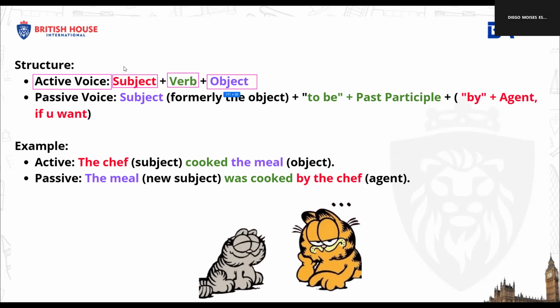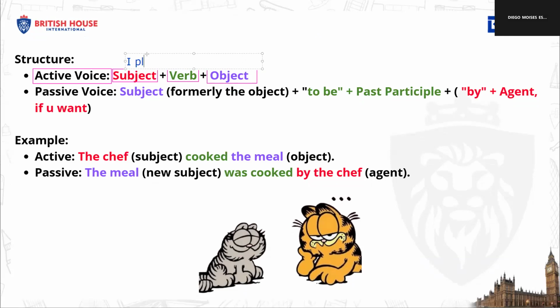For example, I played with my dog. So who is the subject? I. The verb, played. The object, my dog. Okay. So that's an active voice. I played with my dog.